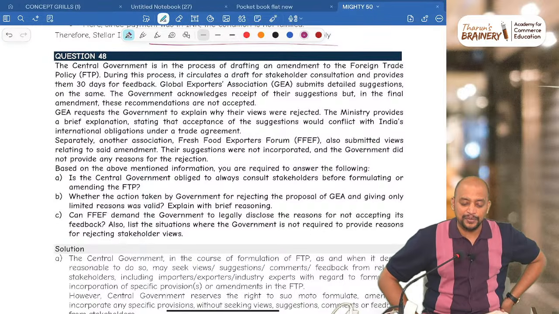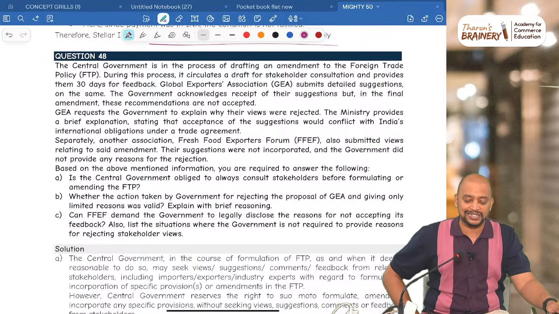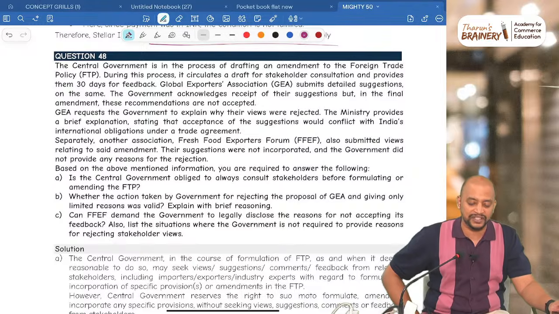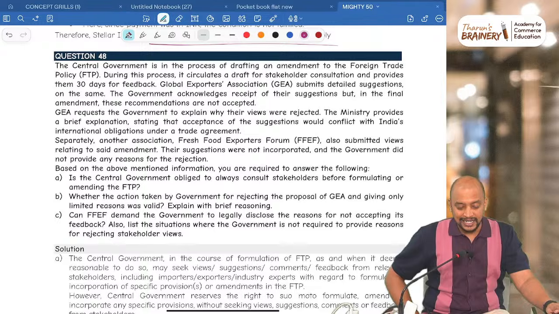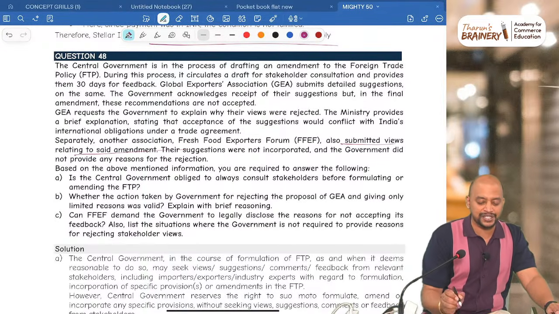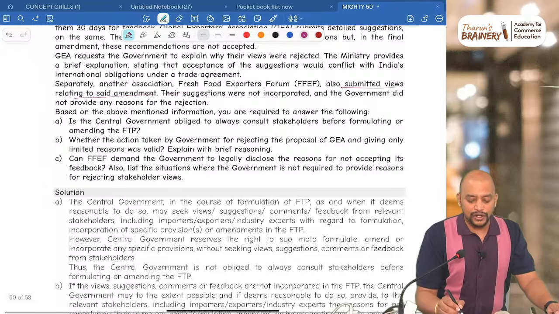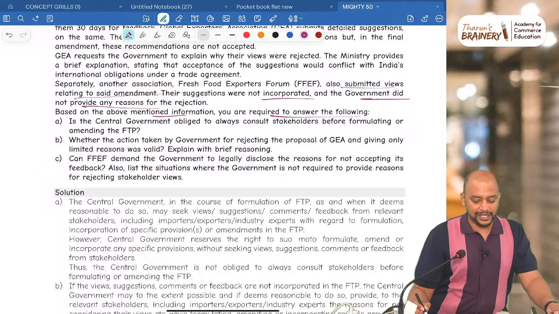GEA requests the government to explain why their views were rejected. The ministry provides a brief explanation stating that acceptance of suggestions would conflict with India's international obligation under a trade agreement. Separately, another association, Fresh Food Exporters Forum, also submitted views relating to said amendment. Their suggestions were not incorporated and the government did not provide any reason for the rejection. Based on the above mentioned information, you are required to answer the following.